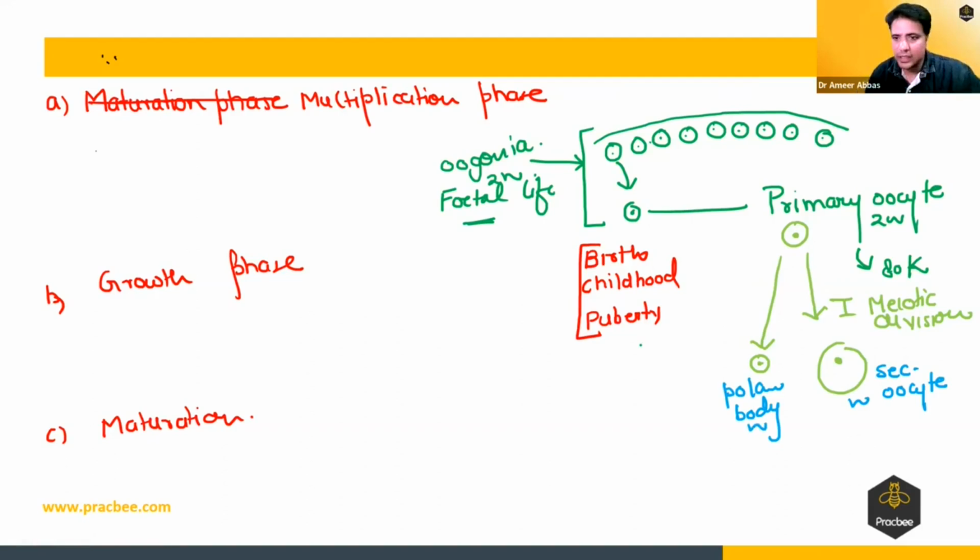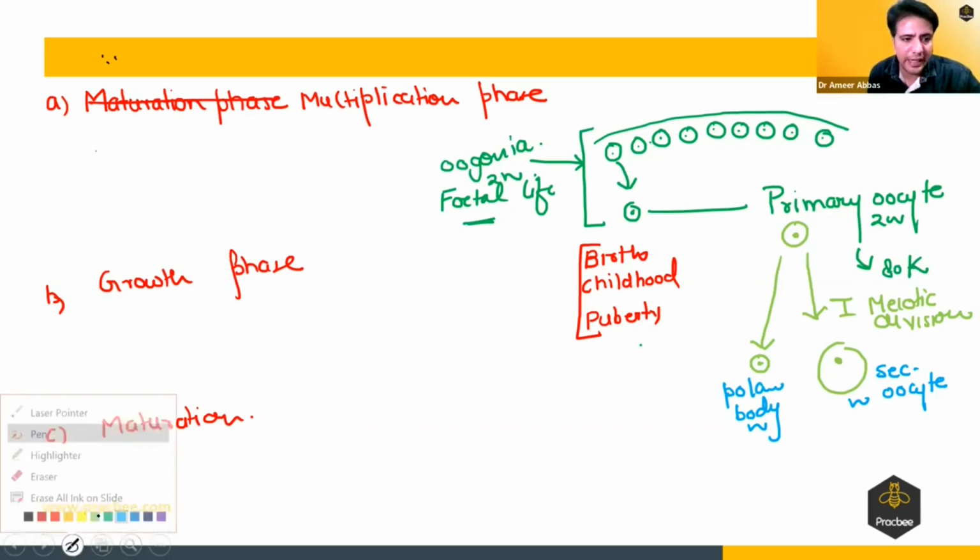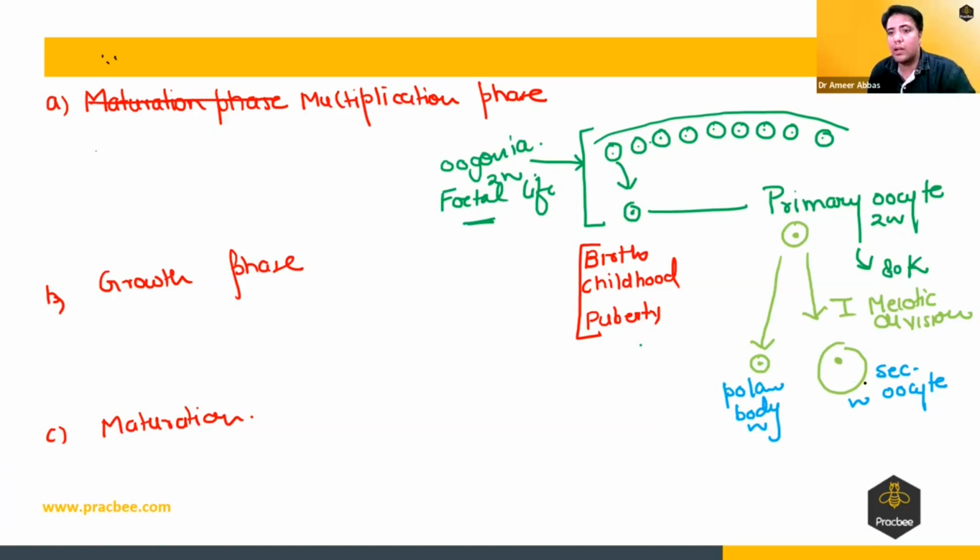Okay, this secondary oocyte will get arrested in this phase till puberty. It will not complete the meiosis till puberty comes. Okay, so it will get arrested here in the diplotene phase, and this phase can last for many years, several years. Okay, so the growth phase can continue for very long.